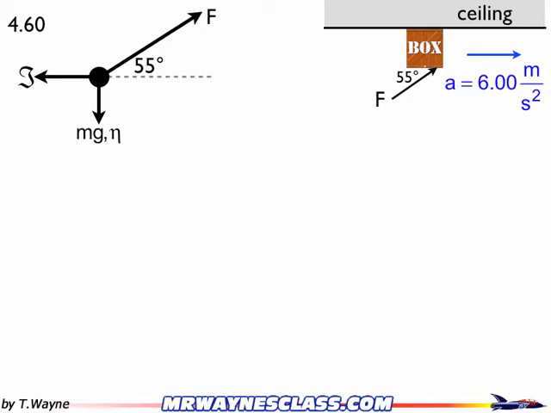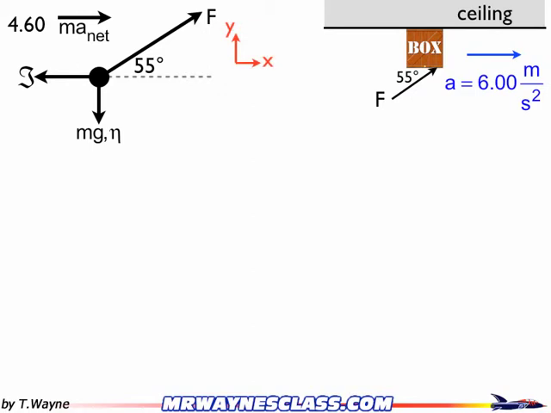The box is also accelerating to the right at 6 meters per second squared, so that means it's going to have a net force going to the right. So that's my m a net. Remember that your net force, or m a net, never touches the body. This is the answer when you add up all the forces. You get m a net as the answer.